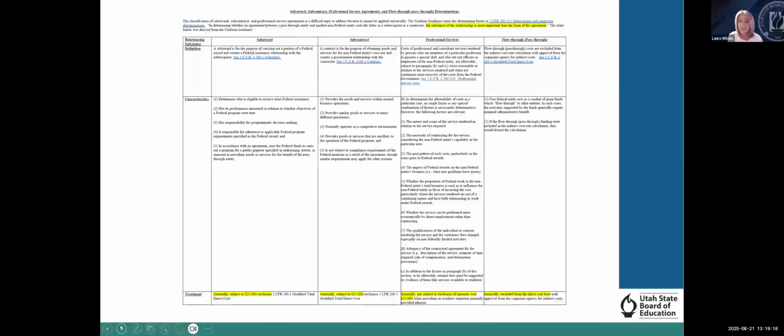Also, this rubric was put out before recent changes. You can see down at the bottom where I have these highlighted bright yellow, the exclusions here are listed as $25,000 exclusions with contracts. That's because that used to be the number, and this rubric is a little bit older. It's now a $50,000 exclusion.